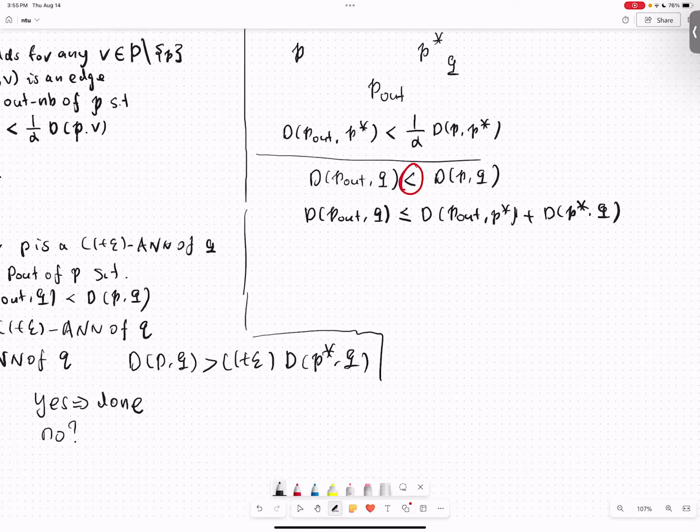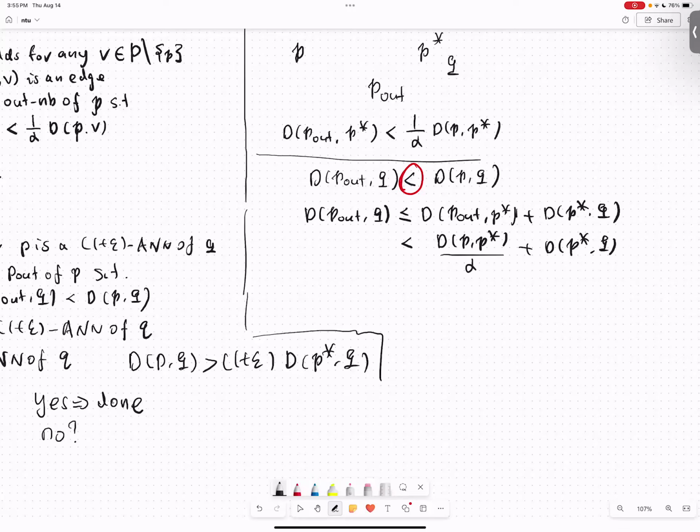So I want to relate this to P and P star. You see what I'm saying? Okay, so I will apply the shortcut property here. So this is strictly less than P and P star over alpha, plus, I'm just copying this term over. Good. All right. So eventually I want P out and PQ remaining, right?